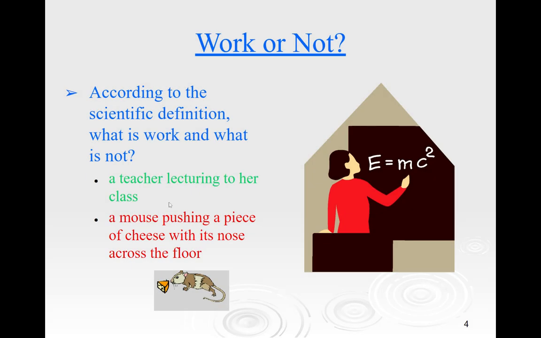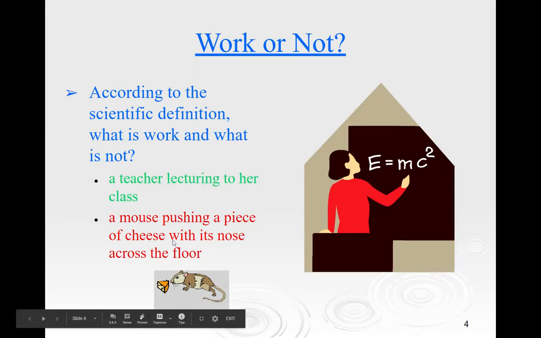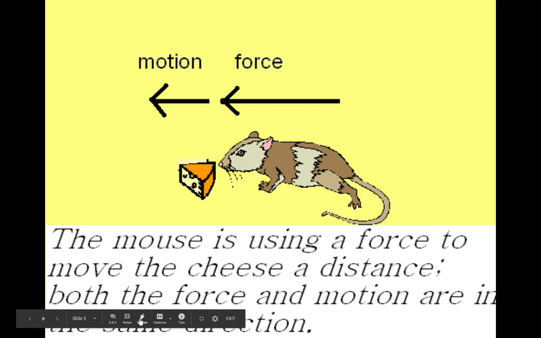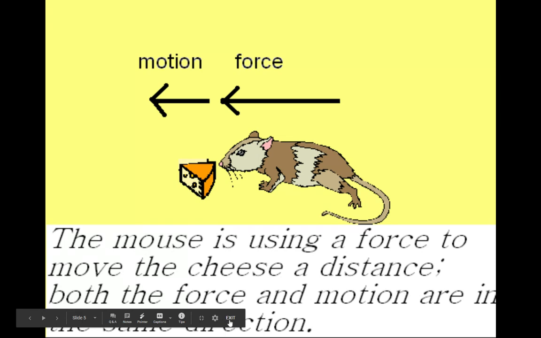Now the colors aren't the ones I would choose, but the mouse is doing work. So the mouse is using a force to move the cheese a distance. Both the force and the motion are in the same direction. All right.